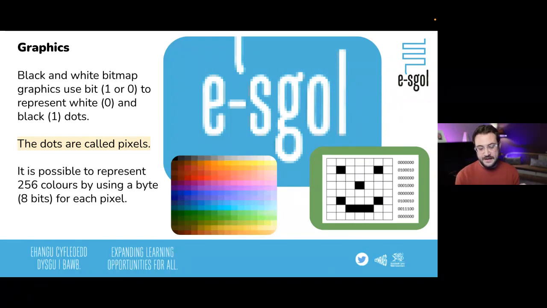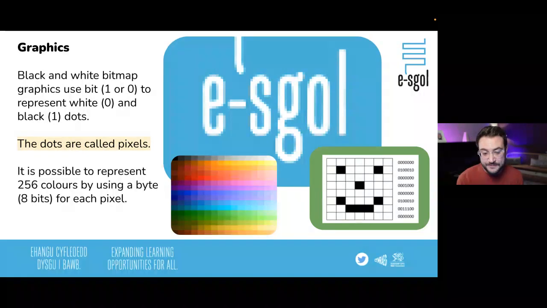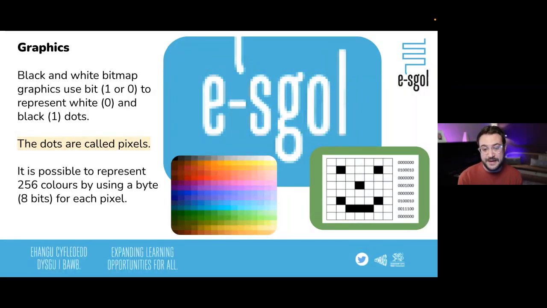So if we're then storing colors, one way of storing colors is to use 8-bit color. So 8-bit color would use one whole byte of data in your computer storage. And doing that allows you to have any one of 256 colors for each pixel. And you can see an example there in the bottom left of a 256 color palette.